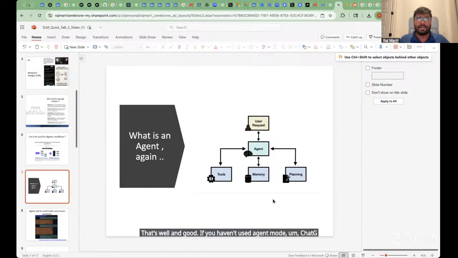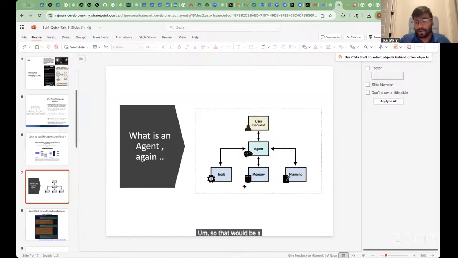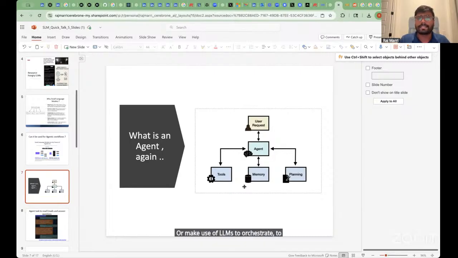ChatGPT does. If ChatGPT needs to act on your behalf, right, maybe it has to go and book a ticket for you, it would probably need details or tools to do that. Maybe tools to go out and look for flights, so that would be a browser that it might need. So if you want to make use of LLMs to orchestrate and automate certain tasks, these agents would make use of tools.